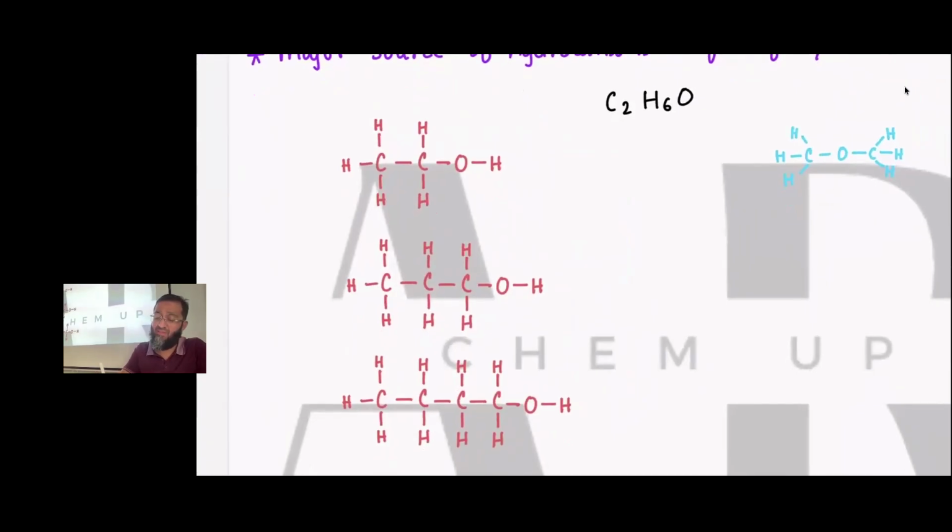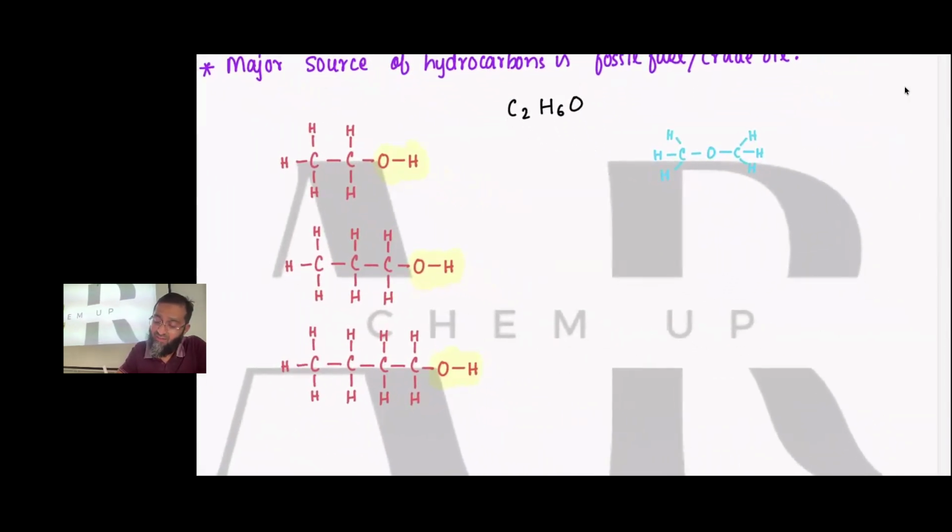So if you see in all these 3 structures, there is one thing that is common. And what is common? The OH atom, right? In all of them, there is an OH which is common. So that OH is considered as the functional group. Is this clear?